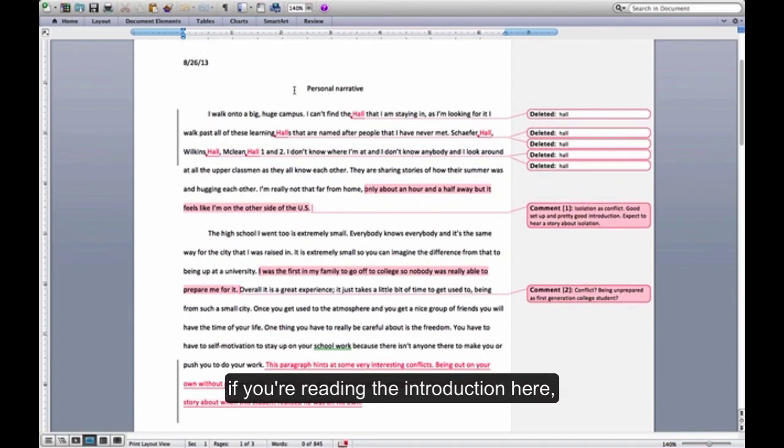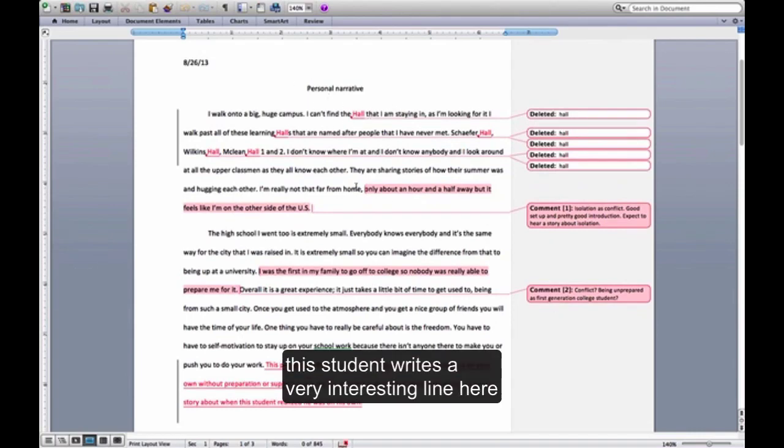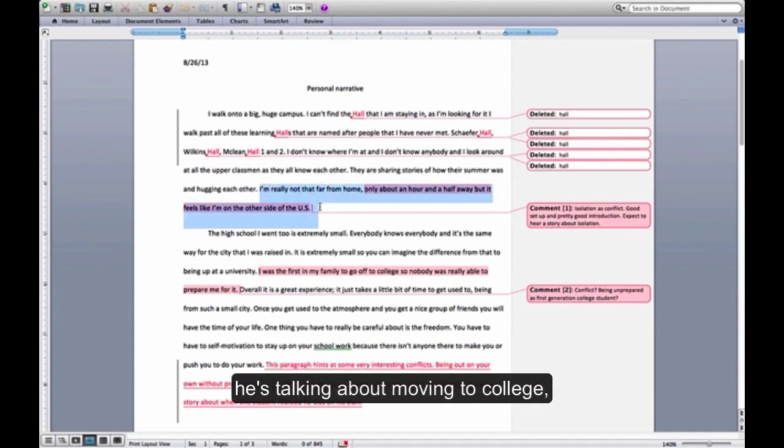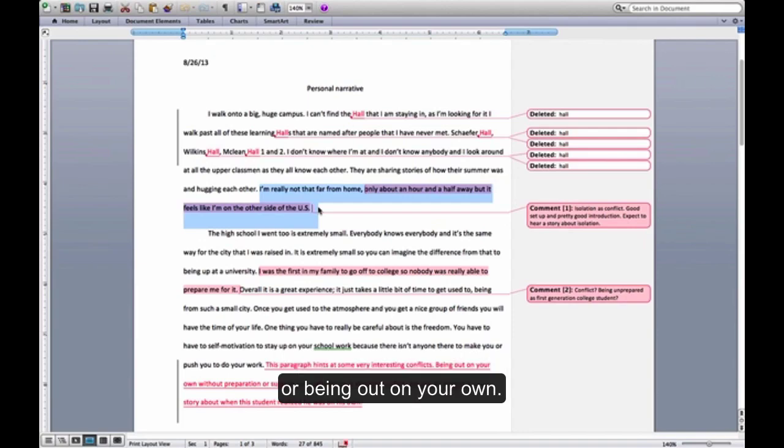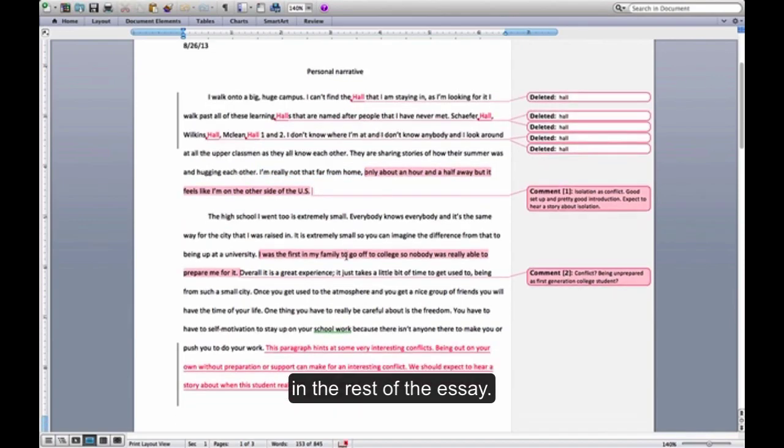So if you're reading the introduction here, this student writes a very interesting line towards the end. "I'm really not that far from home." He's talking about moving to college. He went to a local school, only about an hour and a half away, but "it feels like I'm on the other side of the United States." So there is this really interesting idea of isolation or being out on your own. What I expect to read in the rest of this narrative is more about that conflict of isolation. So we'll see if that plays out here in the rest of the essay.